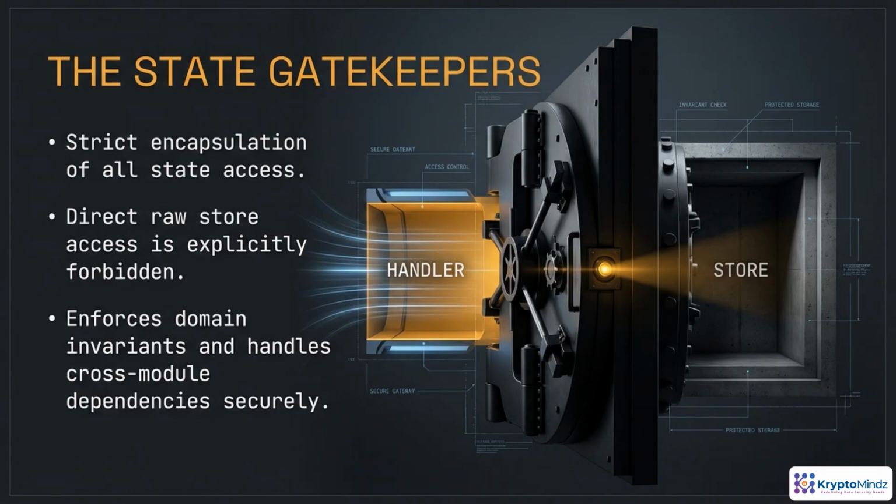In a Cosmos SDK app, you should treat state like a bank vault. Nobody gets to touch it directly. Handlers and keepers sit as strict gatekeepers in front of the store. They're the only code allowed to read or mutate state, and they do it through carefully designed methods. That indirection isn't boilerplate. It's how you enforce business invariants, validate assumptions, and keep cross-module interactions safe as your chain evolves.